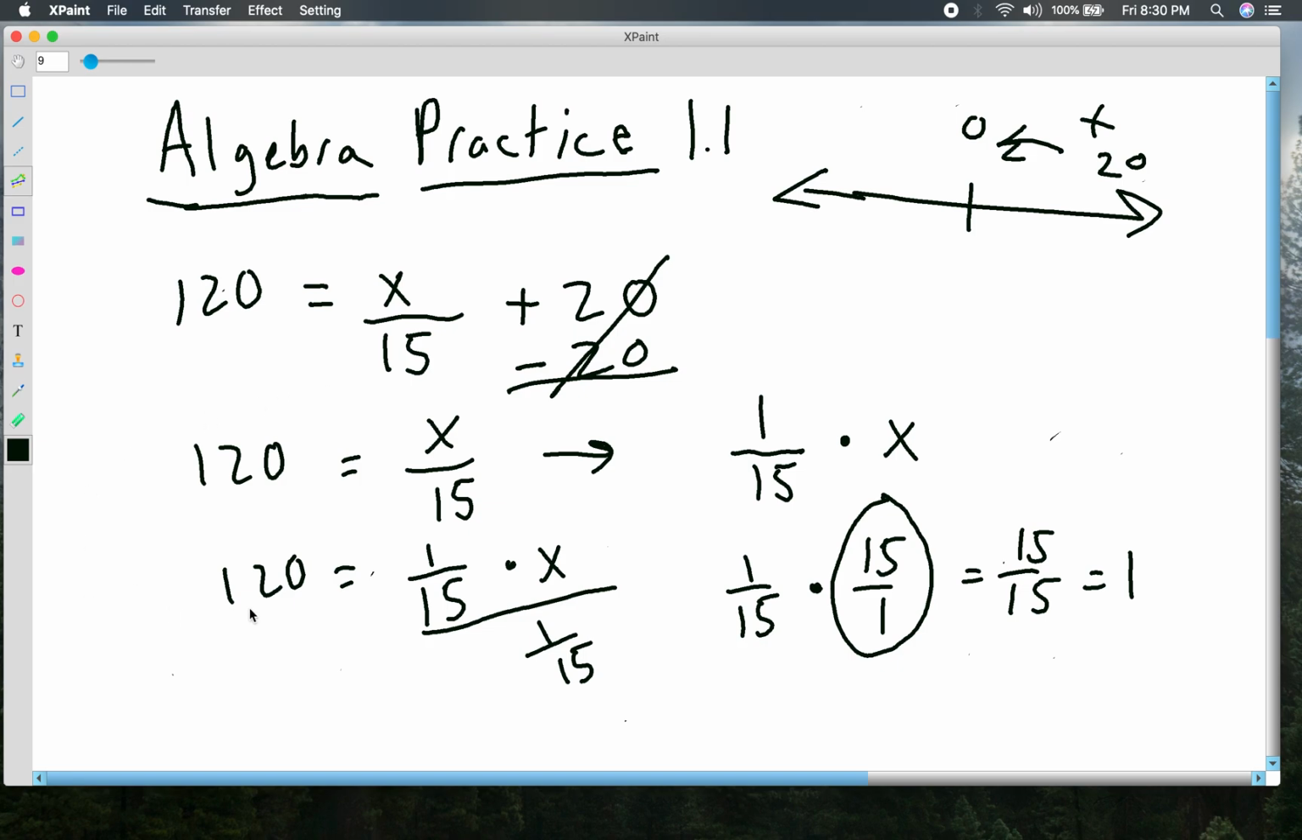And 120 is the same as 120 over 1 times 15 over 1, which gives us, what is 120 times 15? Says that that is 1800. Let's double check here. Actually, let's just do it right here. Why not? Okay, let me erase something here.